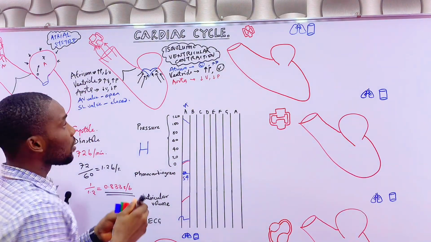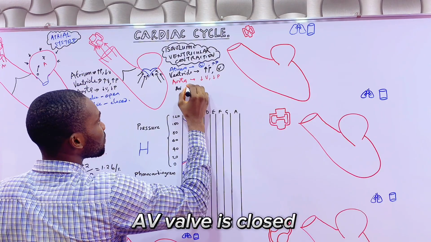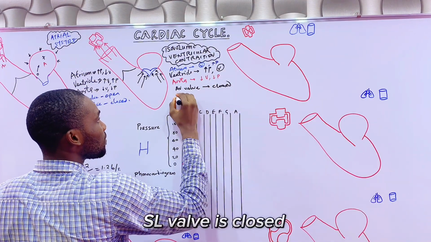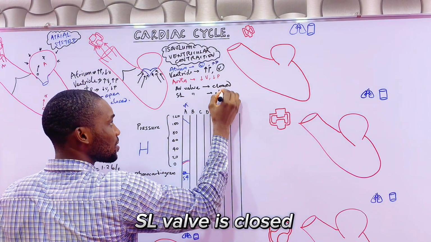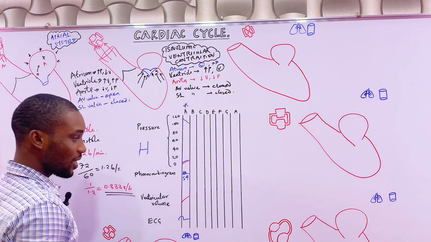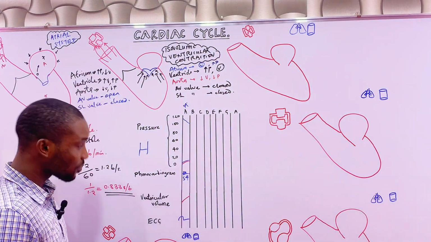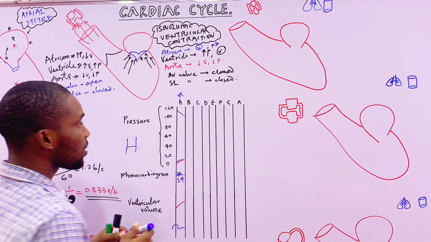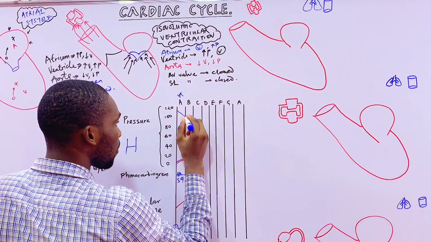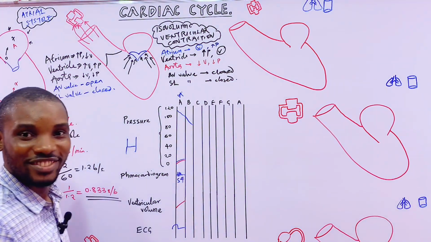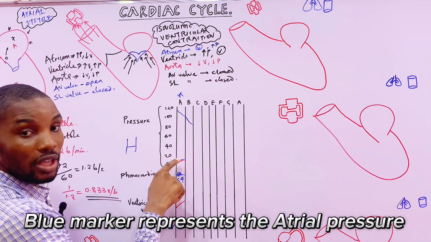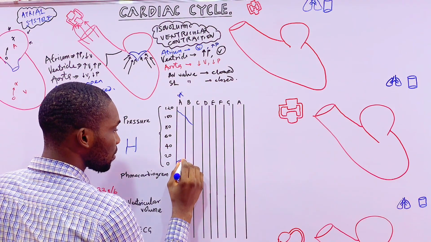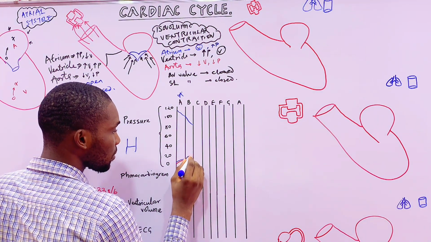Now let's see what happens here. Remember that your AV valve was closed and your semilunar valve was also what? Closed. So let's see what happens in the graph. The pressure in the aorta, remember it was decreasing. Still what? Decreases. It continues to fall. And then this will be represented with atrium, right? So the atrial pressure increases a little.